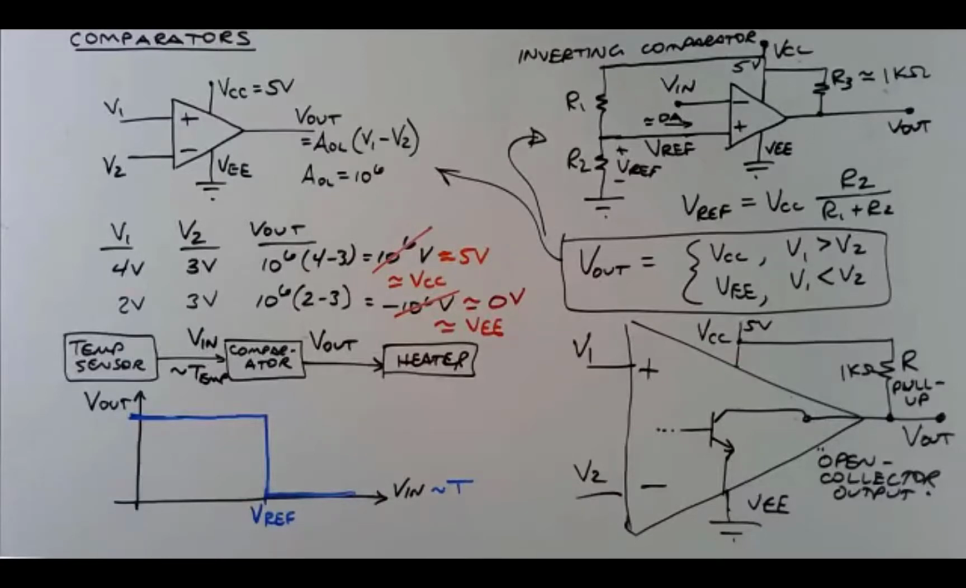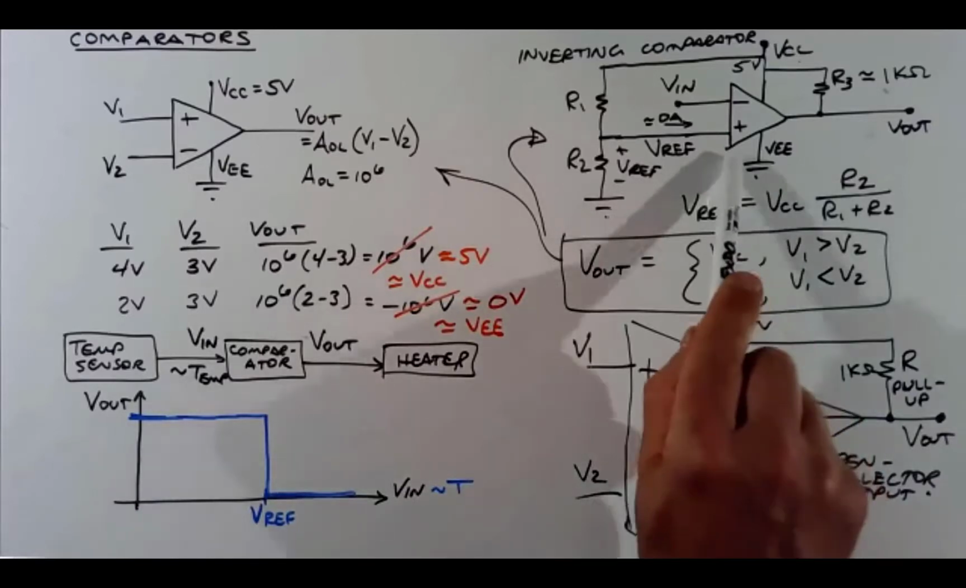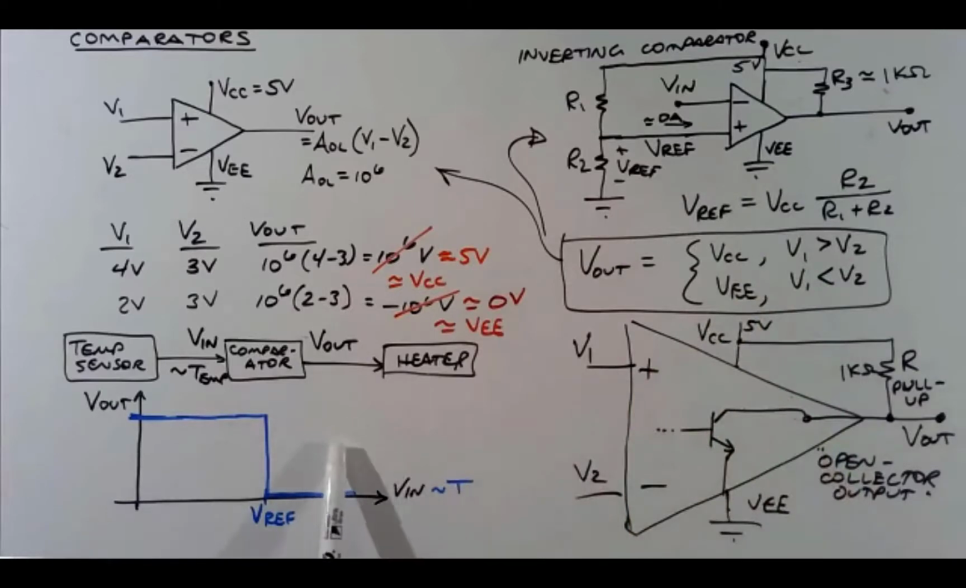There's one threshold, and you're making a comparison against a threshold that doesn't change. And so this circuit implements this characteristic that is appropriate for a thermostat.